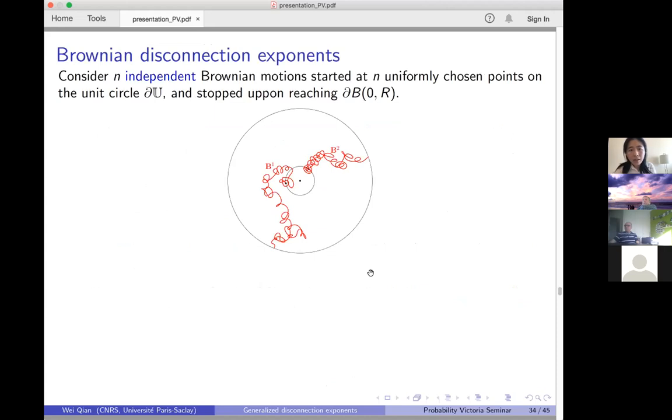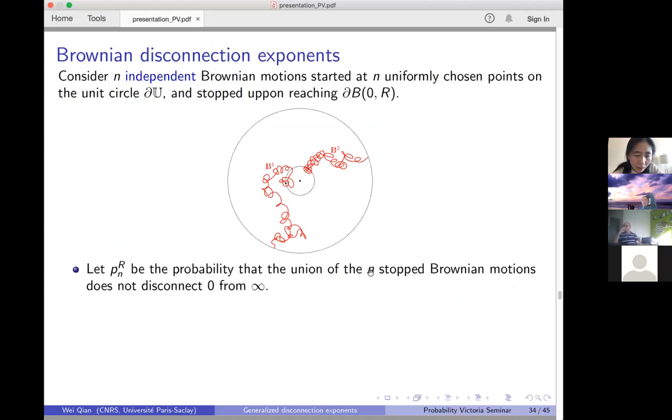Let me first recall what Brownian disconnection exponents are. Here, you first consider n independent Brownian motions started at n uniformly chosen points on the unit circle. Then you stop them upon reaching a circle of radius r, where r is bigger than 1. Here I draw just n equal to 2.